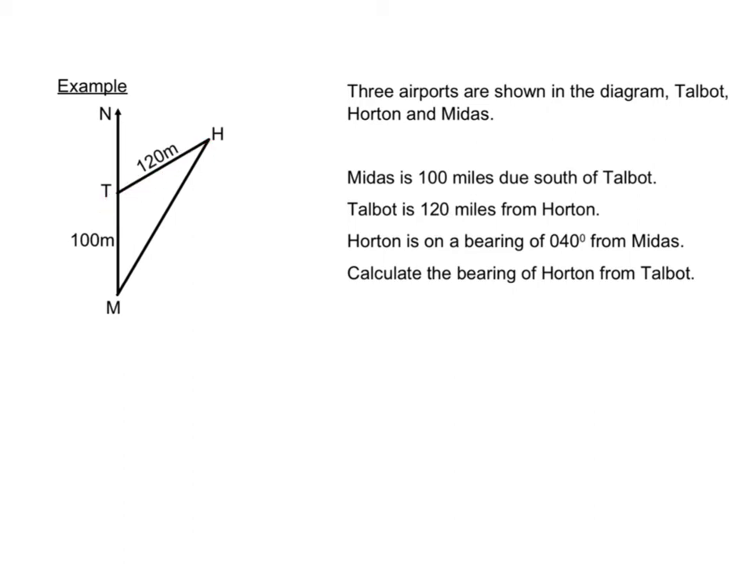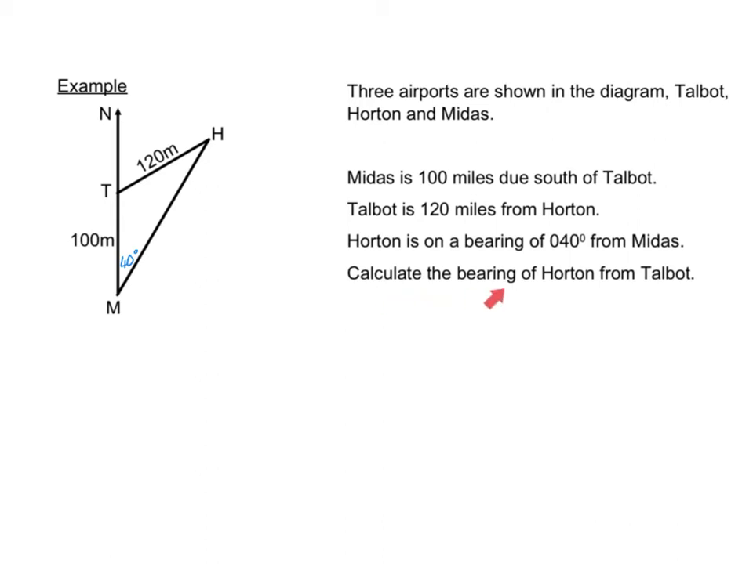So then we need to look to the next line. Horton is on a bearing of 040 from Midas. So again, the word from here is so important. It's from Midas, which means I'm talking about the bearing taking from this point here. And Horton is on a bearing of 040, which means the angle measured from the north line going up the way here to the line that leads to Horton is 040. So that angle in there will be 40 degrees, which means I can fill in one of the angles I'm looking for. It then doesn't really give me any other information.